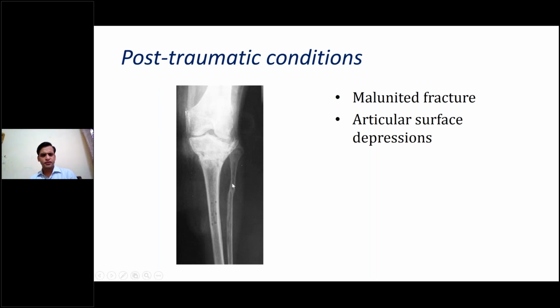So this patient probably has a fracture of the proximal tibia along with a fracture of the proximal fibula, which has malunited with a joint depression, and the femoral side is almost normal, provisionally normal.